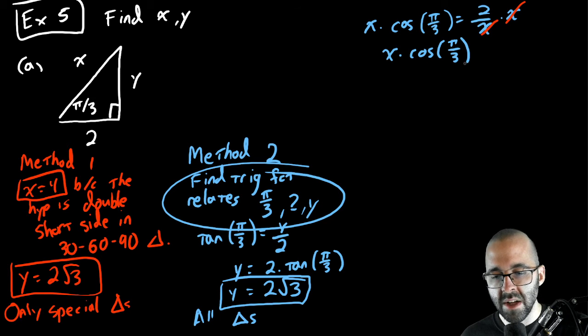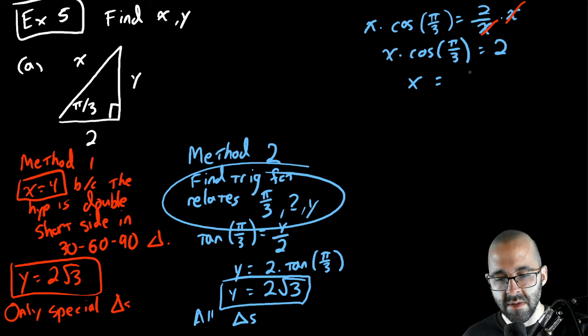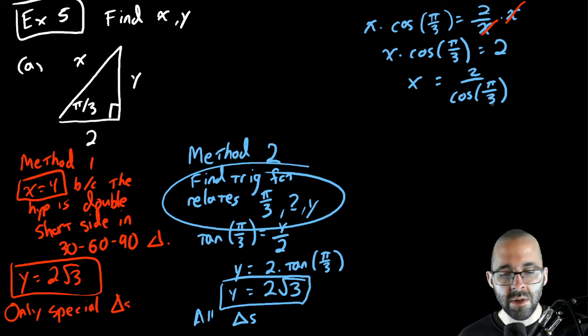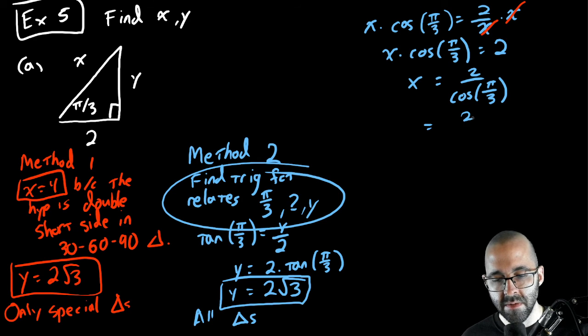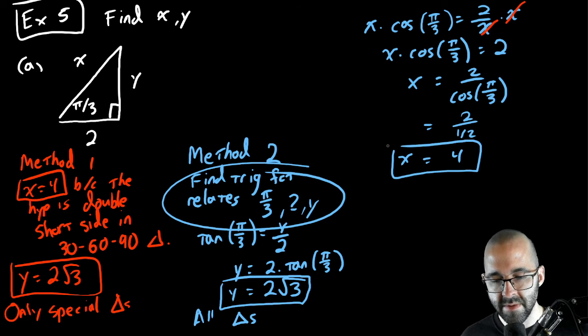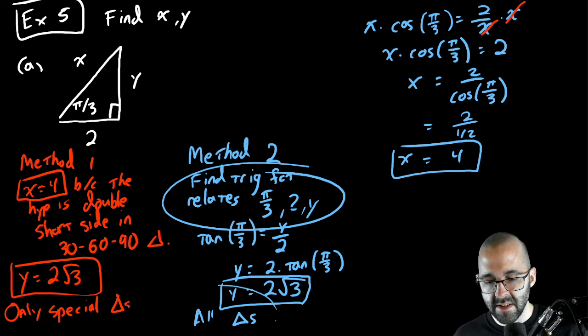You could also have cross multiplied. Equals 2. And then divide both sides by the cosine. Get 2 divided by the cosine of pi over 3. And again, you can either use a calculator or your special triangles. And you're going to get that the cosine of pi over 3 is 1/2. You're going to get the x equals 4. So obviously, if you can't use the special triangles, it's going to be longer. But if you can use the special triangles, it'll be a little shorter.